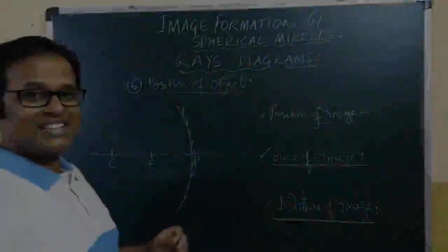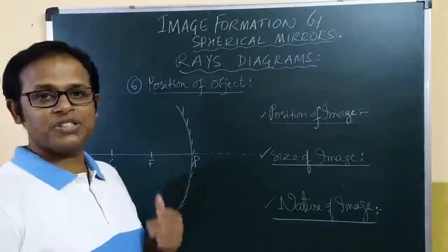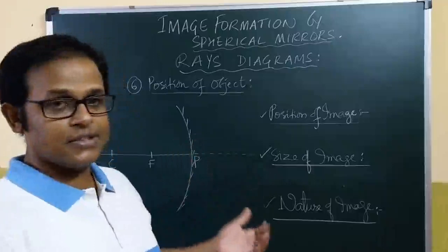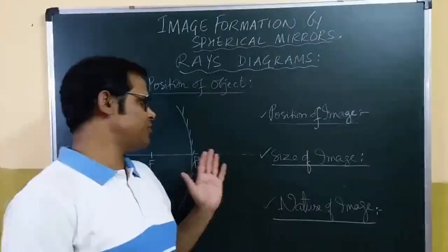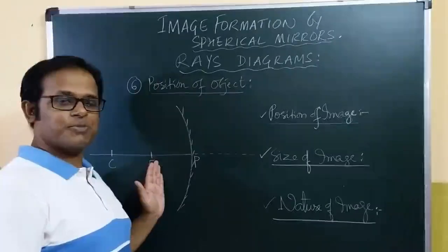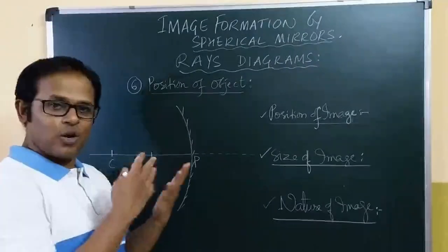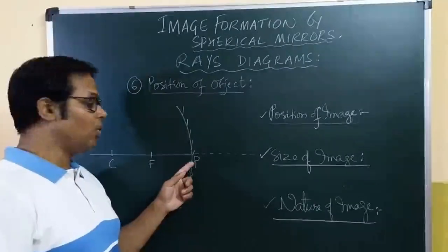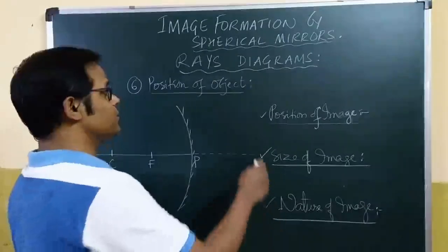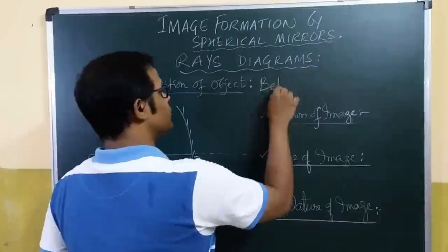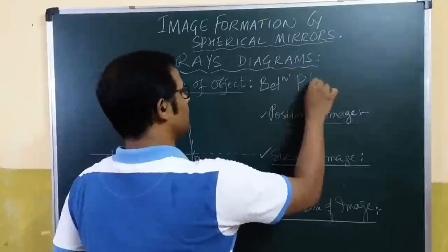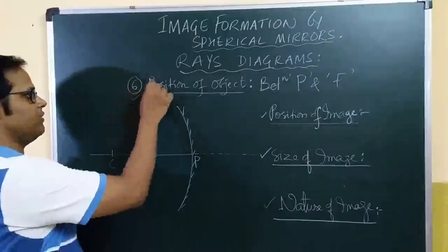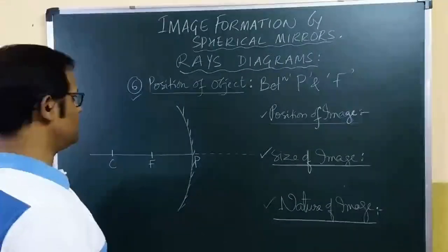Is that clear? Quickly see how to draw the 6th position of the object in case of concave mirrors. And the good news is this is the last position, because as you can easily see, we have already reached the focus point. Now if I try to get closer, I can be at the best as close as the pole. So somewhere between the pole and the focus, the object can lie. This position is called standing between the pole P and the focus F. This is very famously called the position 6.